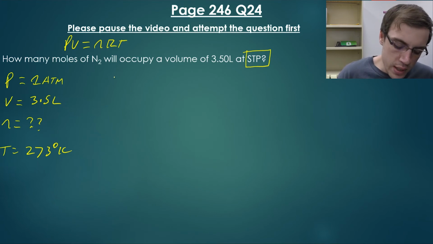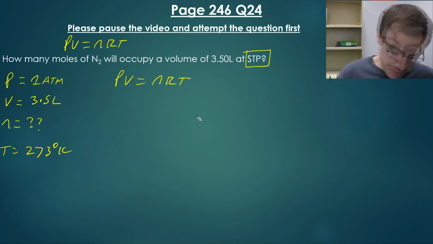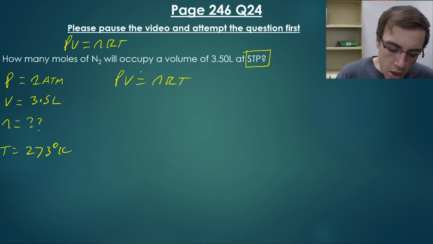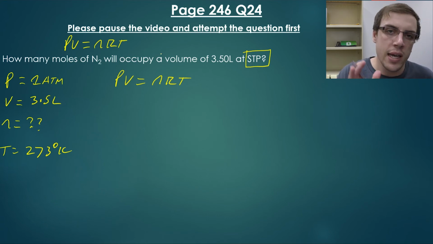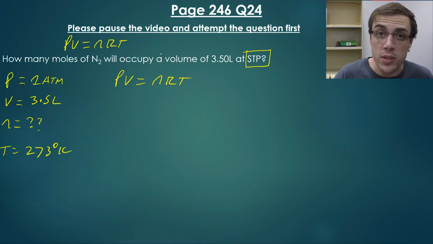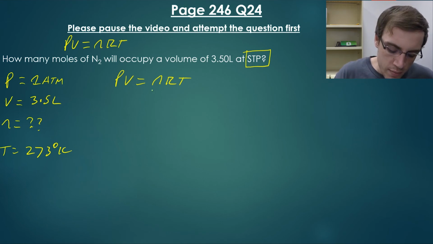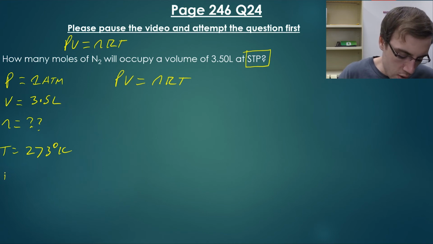So I just straight away use my ideal gas formula, PV = nRT. Just to stop confusion later on down the track, I'm going to rearrange our formula so that we have already isolated the key variable that we want to find out. In this case, it's moles. So we have moles and the constant. Remembering that the constant is 0.0821.